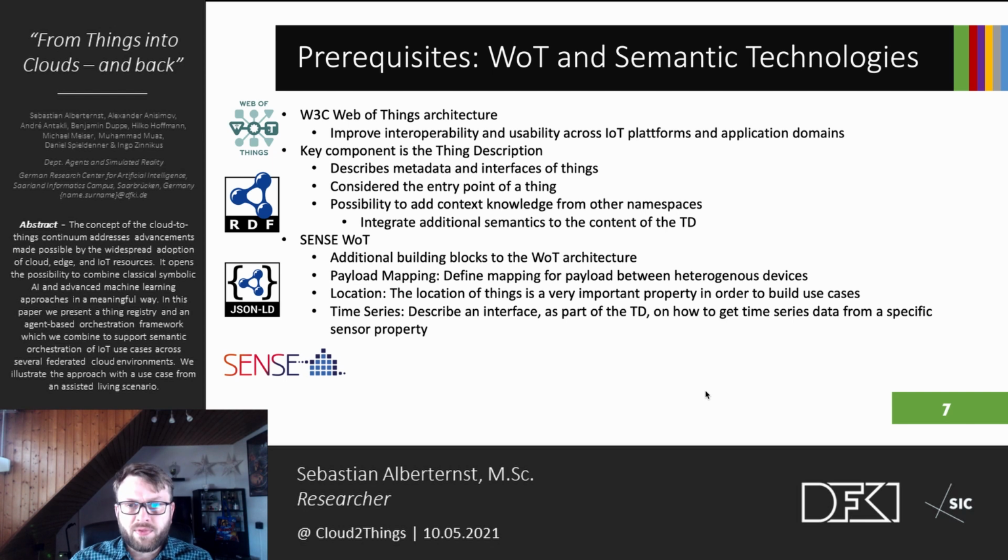The location of things is a very important property in order to build use cases. For example, to find functionality in a specific room of a building. Machine learning in smart home environments is becoming increasingly important. Developers may want to find time series values for a specific property of a sensor in order to develop machine learning models. Sense Web of Things describes time series interfaces directly in the thing description. An additional building block is the payload mapping. Developers may want to map payload between heterogeneous devices automatically.